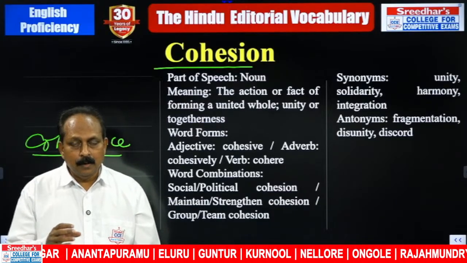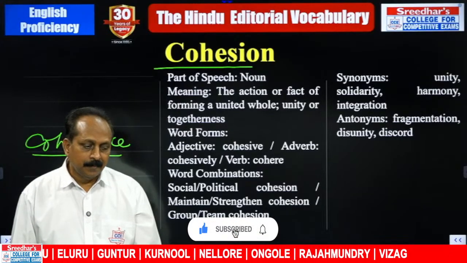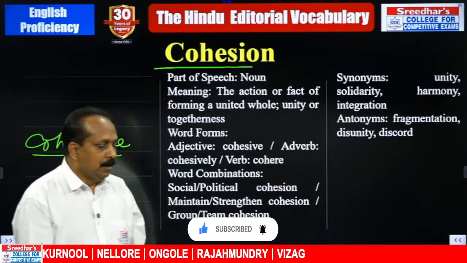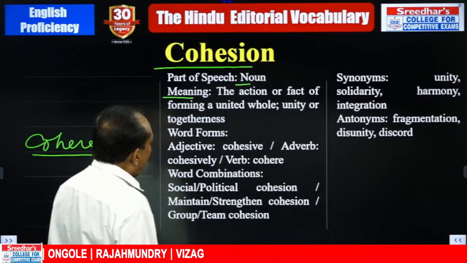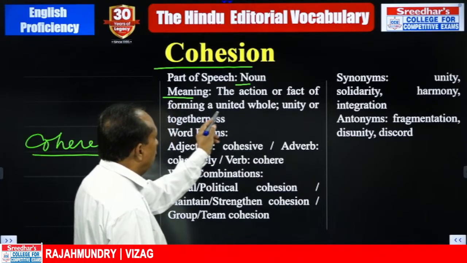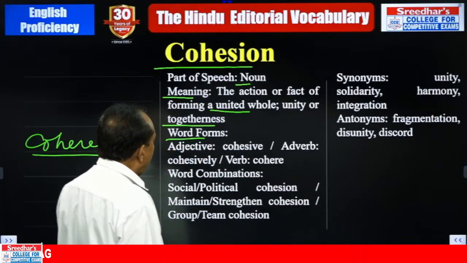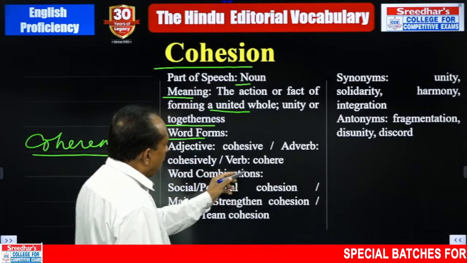How do you do that? With the help of link words and with the help of systematic presentation. Cohesion means unity. Coherence also means unity. And here it is a noun form. What is the meaning? The action or fact of forming a united whole. Unity or togetherness. Very simple. Word forms: adjective cohesive, adverb cohesively, verb cohere.